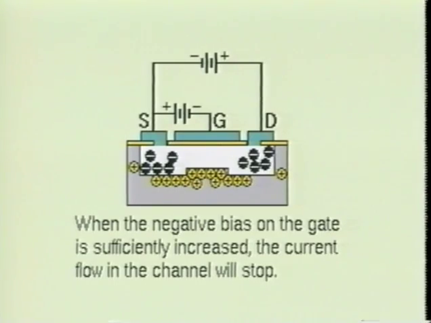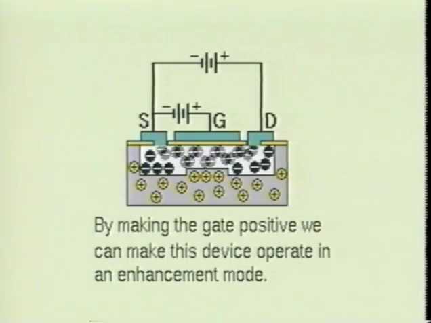Now suppose we make the gate positive with respect to the P material. This causes the charge carriers to become induced into the channel. This will decrease the resistance of the channel and allow more current to flow between the source and drain terminals. As you can see, this device can be operated either in the depletion or enhancement mode of operation.